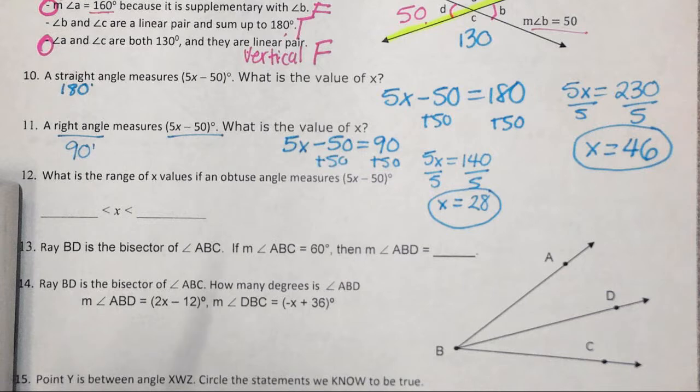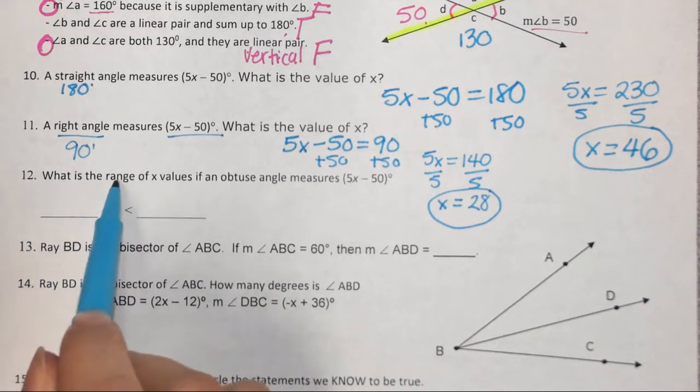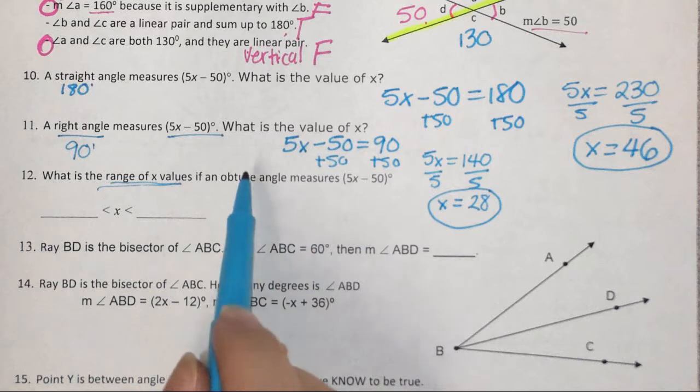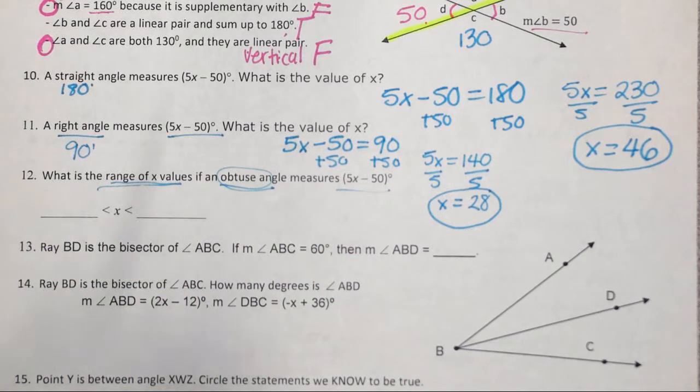And we get that x is 28. Okay. All right. Number 12 says, what is the range of x values if an obtuse angle measures 5x minus 50?